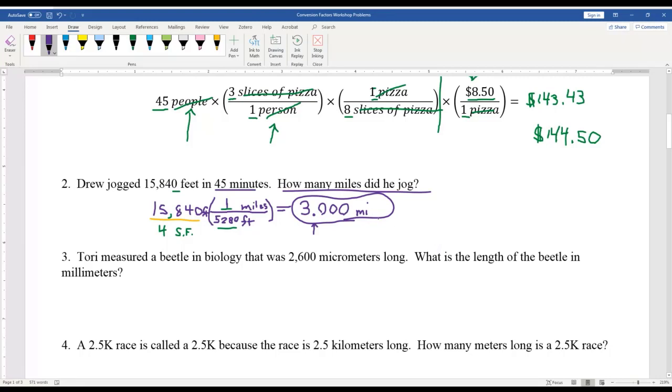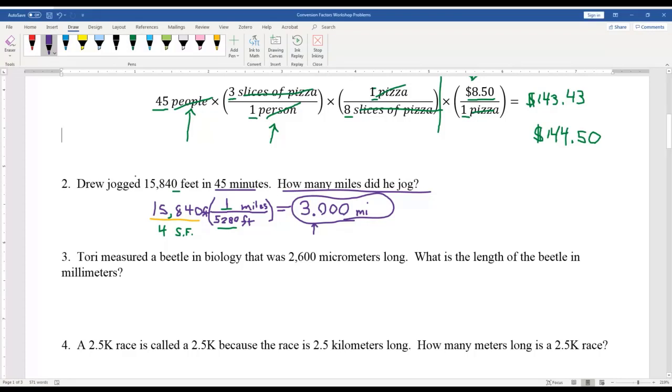Does that make sense? In general, most times the conversion factors you're going to be dealing with are going to be exact numbers, and therefore usually the significant figures you start with is the significant figures you end with. Okay, so let's take a look at number 3.